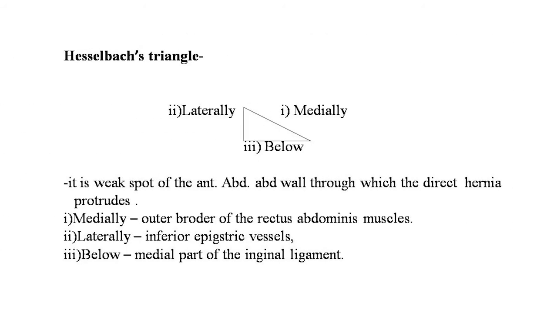Now the Hesselbach triangle. Medially, there is the outer border of the rectus abdominis muscle. Laterally, the inferior epigastric vessels, and below, the medial part of the inguinal ligament. It is a weak spot of the abdominal wall through which the direct hernia protrudes.